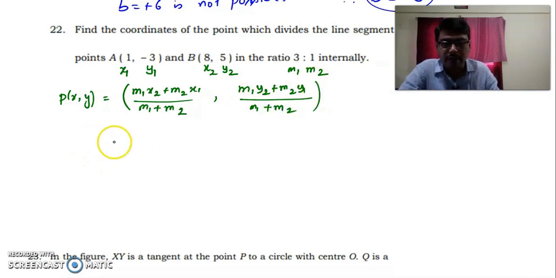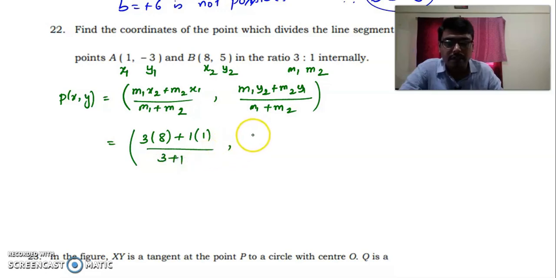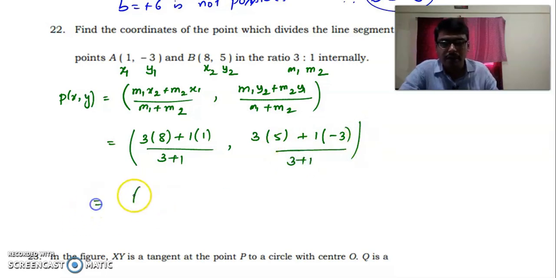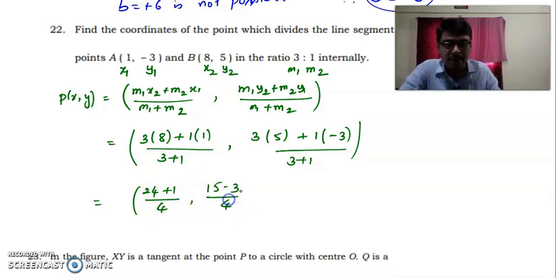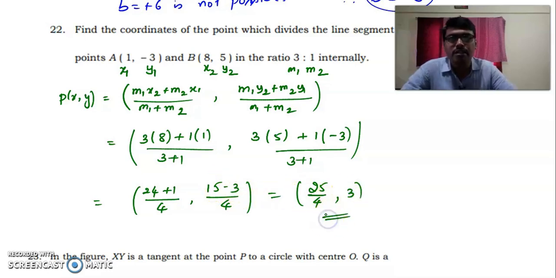So on substituting the corresponding values here, m1 is 3 and x2 is 8, m2 is 1 and x1 is 1, divided by 3 plus 1. Here m1 is 3, y2 is 5, m2 is 1 and y1 is 3. So here 3 plus 1. The coordinates are 8 threes are 24, 24 plus 1 divided by 4. Here 15 minus 3 divided by 4. So this is equal to 25 by 4 comma, 15 minus 3 is 12, 12 by 4 is 3. So this is the point which divides the line segment joining in the ratio 3:1.